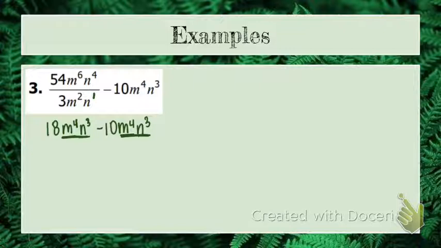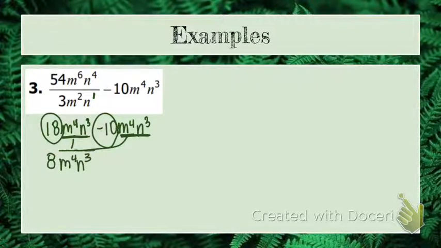That's the word I'm looking for. So we are going to subtract the coefficients, or add them together, whatever you want to call it. 18 minus 10 is 8. And then you keep this the same. You don't change the variables when you add and subtract.